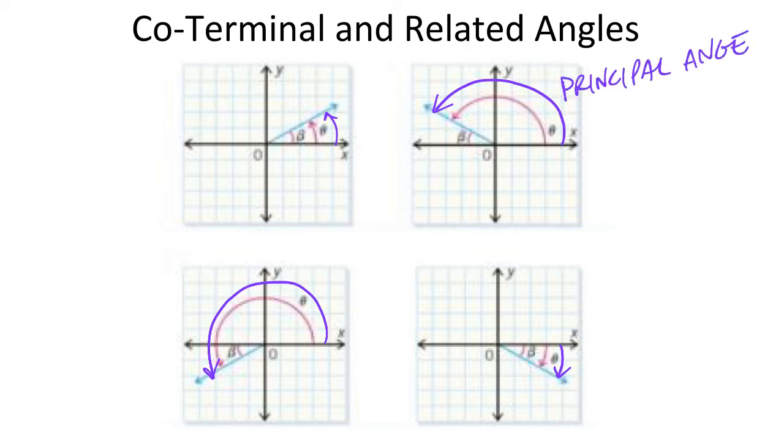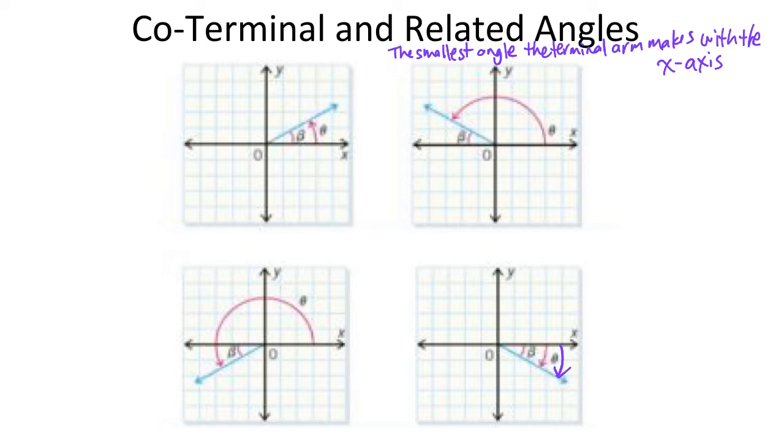Now, for each principal angle, there is a related acute angle. So the related acute angle is just like the smallest angle that gets that terminal arm to the x-axis, okay? So that angle, when we're talking in the first quadrant, is the same as the principal angle because the terminal arm is acute, or in that first quadrant, making that angle acute. So the related acute angle and the principal angle are the same.